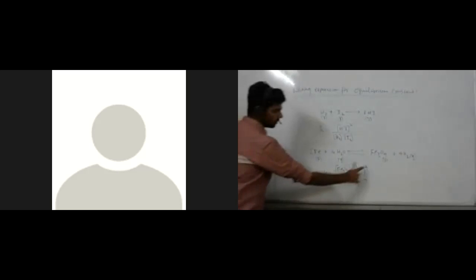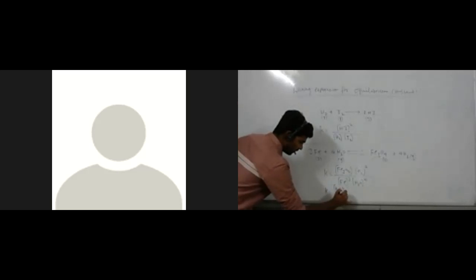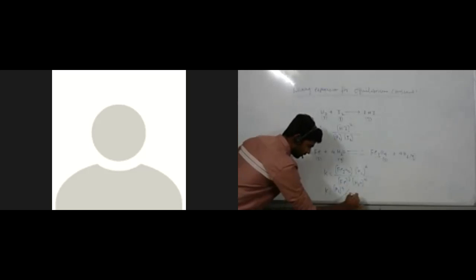But we know here Fe3O4 is in solid state, and Fe is also in solid state. We are just considering their active mass as 1 only, so no need to write those. H2 to the power 4 divided by H2O to the power 4. This is the equilibrium constant. We have some problems also based on this.